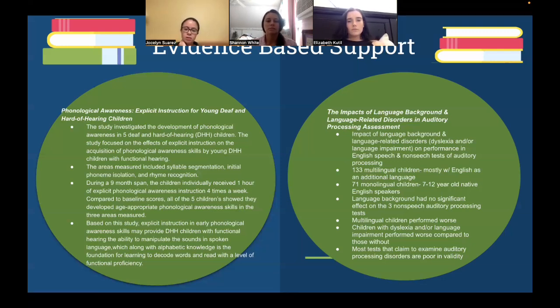So what the researchers concluded was that most tests that claim to examine auditory processing disorders are poor in validity. This study showed that having a different language background or a language-related disorder means you cannot claim that these individuals who took these tests or assessments have a central auditory processing disorder. More so, it could have just been a language difference or their language-related disorder that impacted their performance.